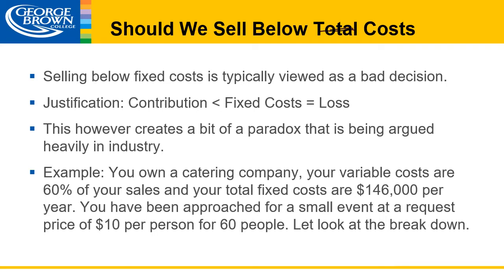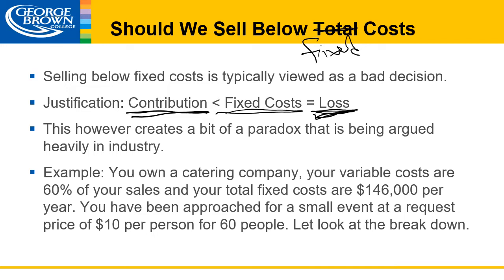Apologies off the get-go. This is not supposed to say total. This is supposed to say fixed. There we go. So should we sell below fixed costs? Okay. So this basically means not generate enough income to cover your fixed costs. Now, obviously, in most industries this would be seen as a very bad decision, selling below your fixed costs, because if your contribution, your operating income, is less than your fixed costs, you're going to have a loss or a negative profit, okay?